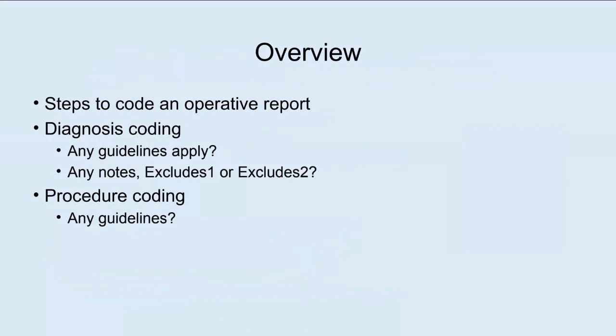So here is an overview of what I'm going to discuss in this video. We're going to talk about steps to code an operative report. We're going to look at diagnosis coding, looking for any guidelines, looking for any notes, Excludes 1, Excludes 2, and then go to procedure coding and any guidelines. By breaking it down into a number of steps, you make sure that you come to the right code.